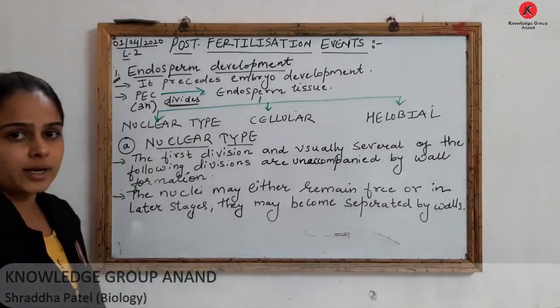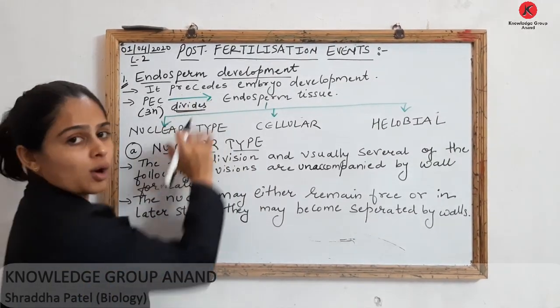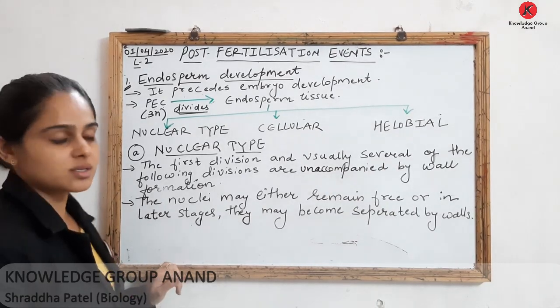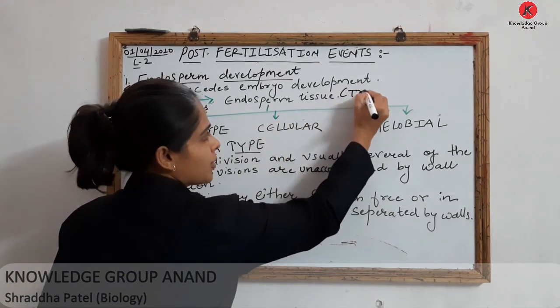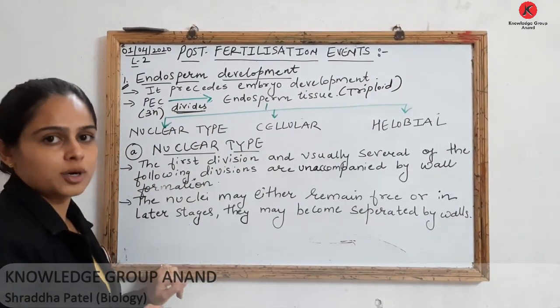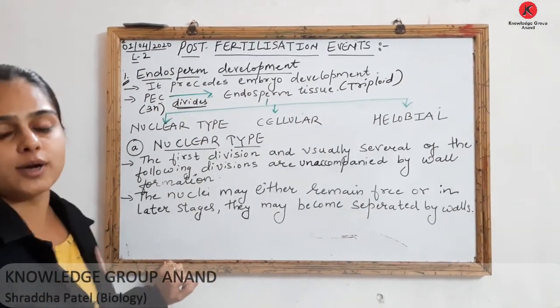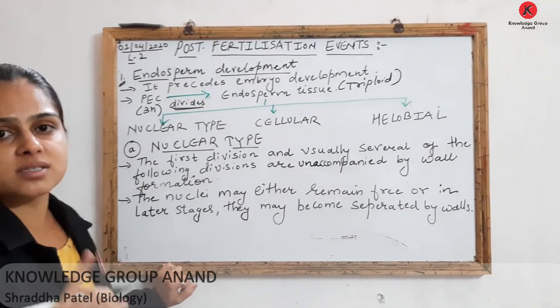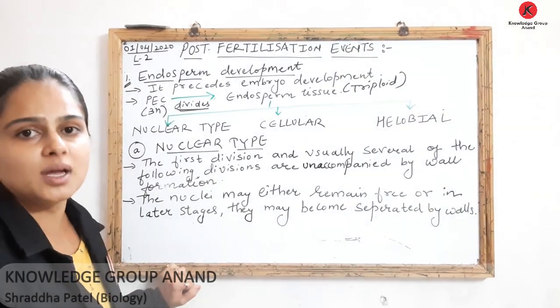3n, that is triploid. But of course, I told you which cell division will happen here? Mitosis. So there will be formation of your triploid endosperm tissue. Once again, what is the function of endosperm? It provides nourishment, nutrition to the developing embryo.